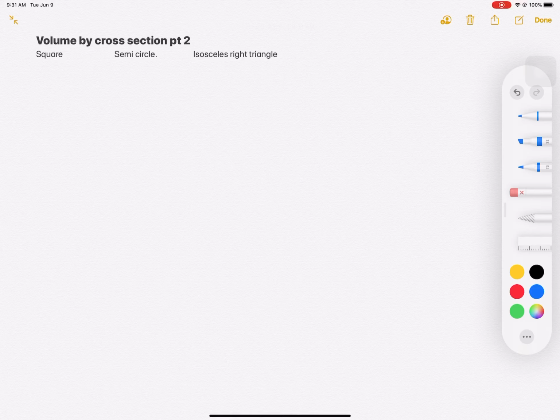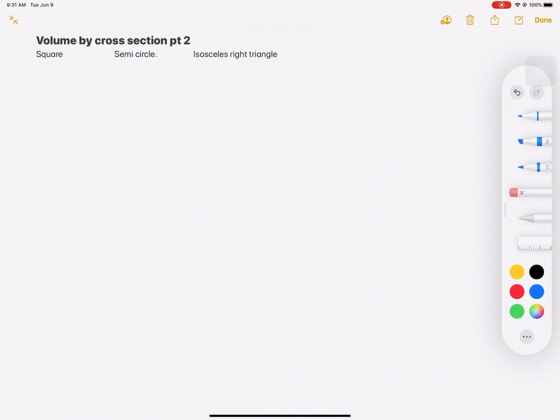Hi everybody. Let's continue our volume by cross sections part 2. In our last lesson we calculated volumes using squares as our cross sections, and we talked about the way we come up with these volumes: we're just multiplying a little bit of the area by a little bit of dx, and these slices end up adding together using our integration to form a full volume.